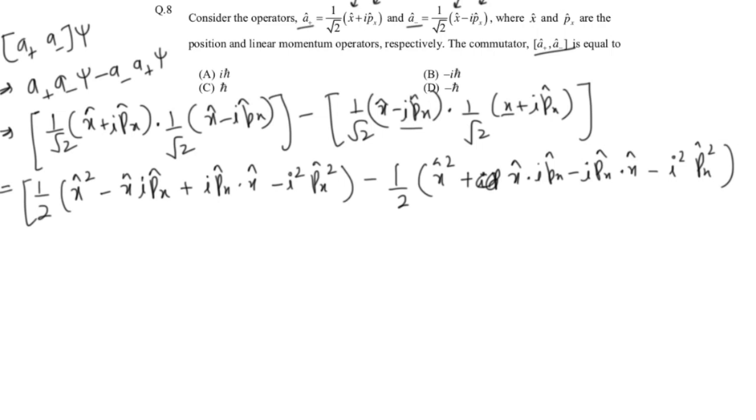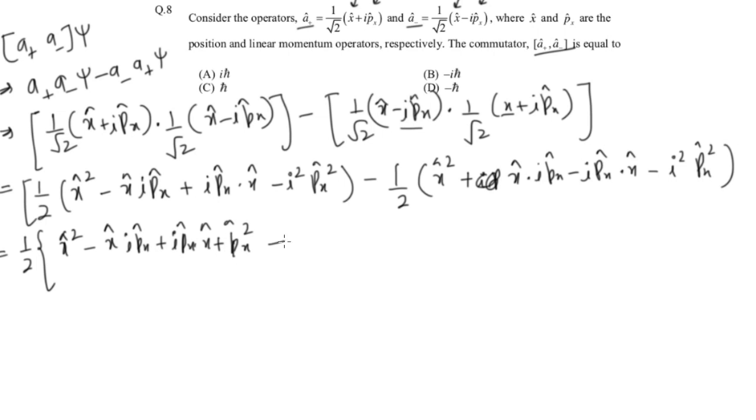I'll open the bracket and take 1 by 2 common for the whole thing. So it will become x cap square minus x cap i px plus i px into x cap, and this minus, since i square is minus 1, will make it plus px cap square.